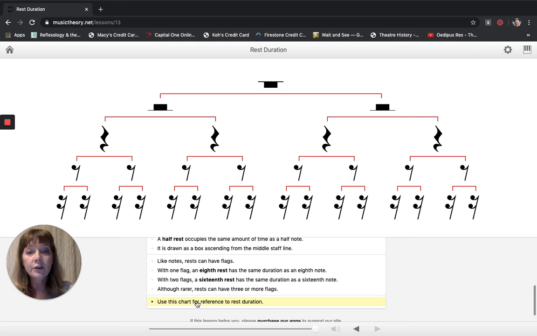So what I want you to do now is to go to musictheory.net and practice some exercises to help you remember and learn this new language of music theory. This is going to help you as the performer because you're going to know when to sing and when not to sing. And it's going to make your job in learning music a lot easier. And it's going to make your music director very happy.